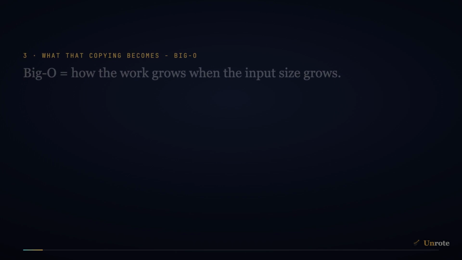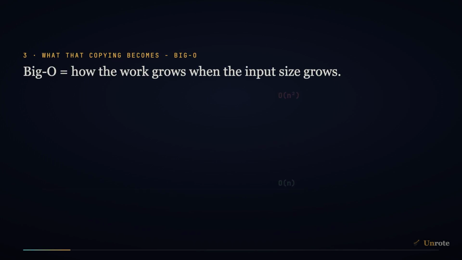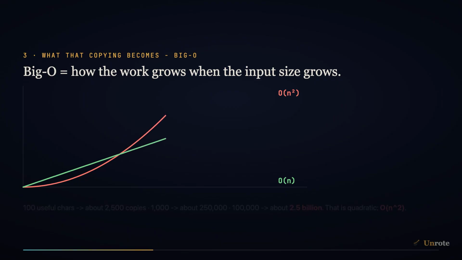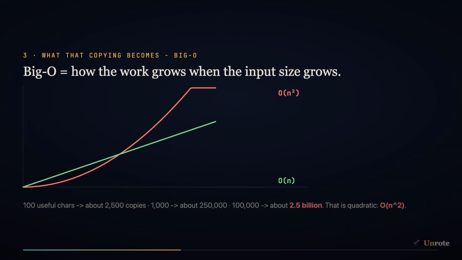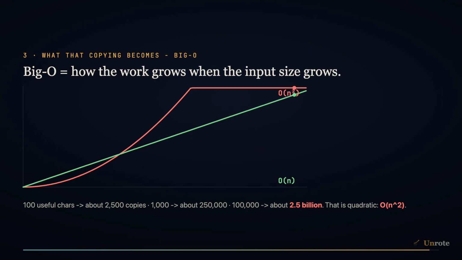This is where Big O comes in, and it is simpler than it sounds. Big O just describes how the work grows when the input gets bigger. This slice and shrink version keeps copying almost the whole cleaned row again and again, and those copies add up to roughly m squared over 4. So at 100 useful characters, that is about 2,500 copies. At 1,000, about 250,000. And at 100,000, roughly 2.5 billion. 10 times the input, 100 times the work.